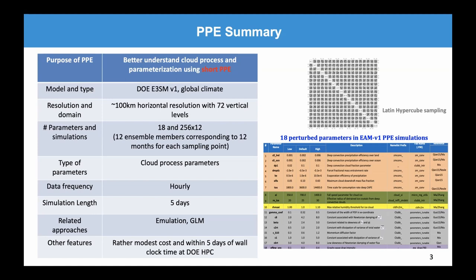Compared with a single long simulation that takes days to months to finish, the advantage of a large number of short simulations is that we can bundle hundreds or even thousands of simulations as one big job to get the job done on a supercomputer within a very short turnaround time. Because the major purpose of this simulation is to help model tuning, we have to get this PPE simulation done very quickly. So we also ran 12 ensemble members corresponding to 12 months for each sampling point, and in total we conducted 256 multiplied by 12 ensemble simulations at a rather modest cost and workload time.